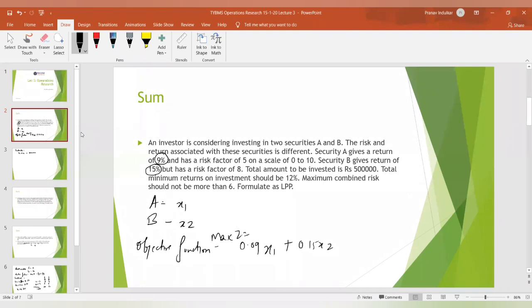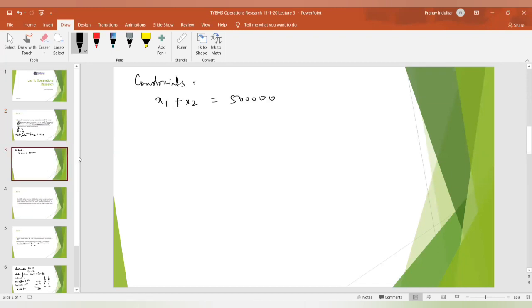Okay, the second one. This is done now. Total amount to be invested is 5 lakh is done. Total minimum returns on investment should be 12%. So 12% of what? You are investing 5 lakhs, so minimum returns will be 12% of 5 lakhs. That is how much?